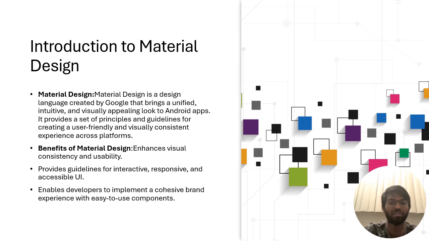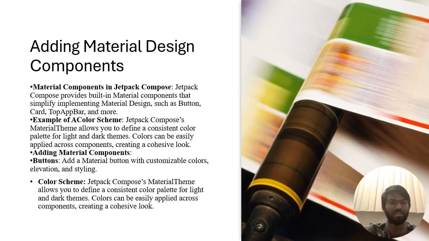Right now we come to the introduction to Material Design. What is Material Design? Material Design is a design language created by Google that brings a unified, intuitive, and visually appealing look to Android apps. Its benefits: it enhances visual consistency and usability, provides guidelines for interactive response and accessible UI, and enables developers to implement a cohesive brand experience, which is easy to use.